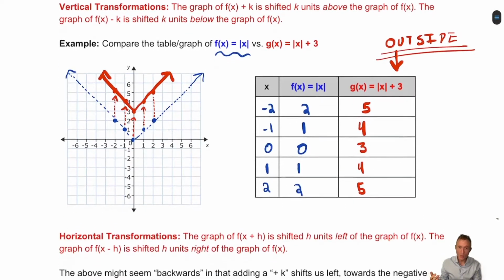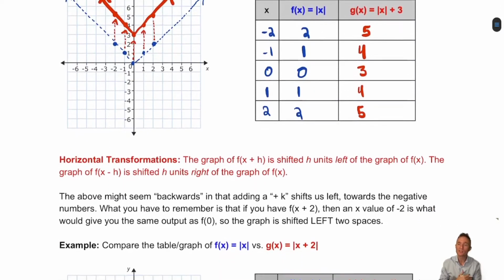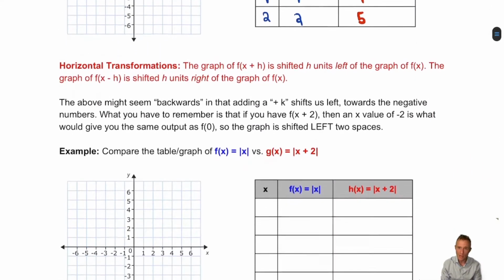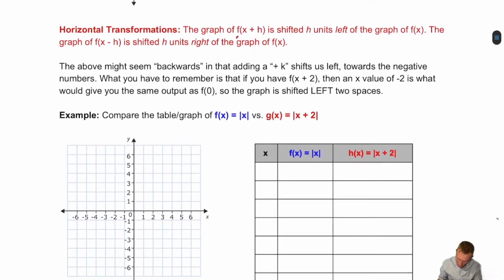On the other hand, a horizontal transformation happens on the inside of your graph. And so if you have f of x plus h, notice that h is inside the parenthesis, so you do it to the x before you evaluate the f of x function. And we're going to see why in a second, but f of x plus h is actually going to shift our graph by h. You would think to the right, but it's actually to the left 3 units. Whereas f of x minus h, that's what shifts us to the right h units.